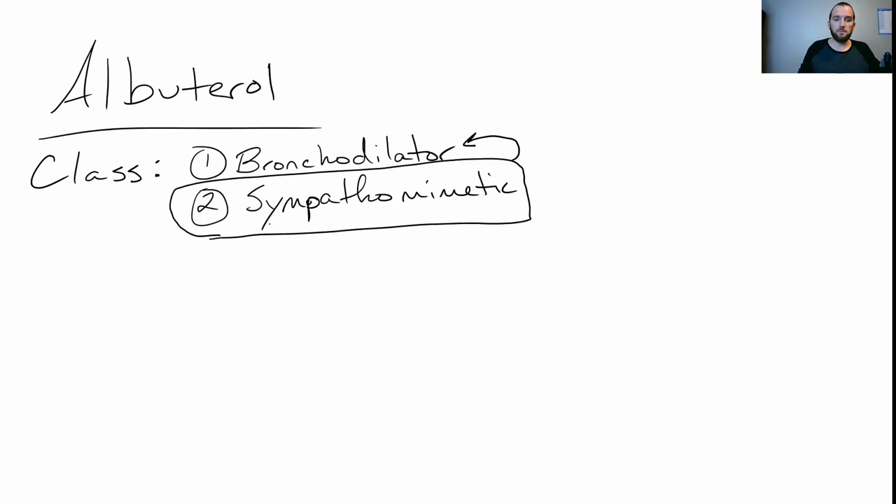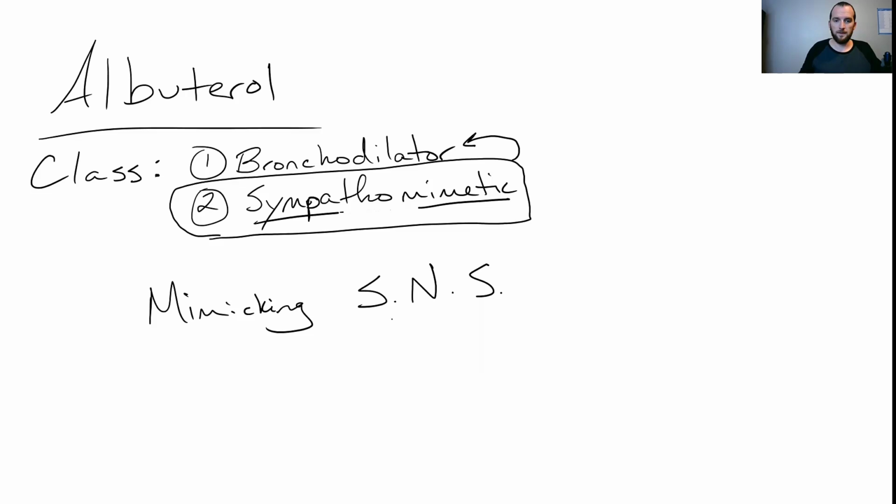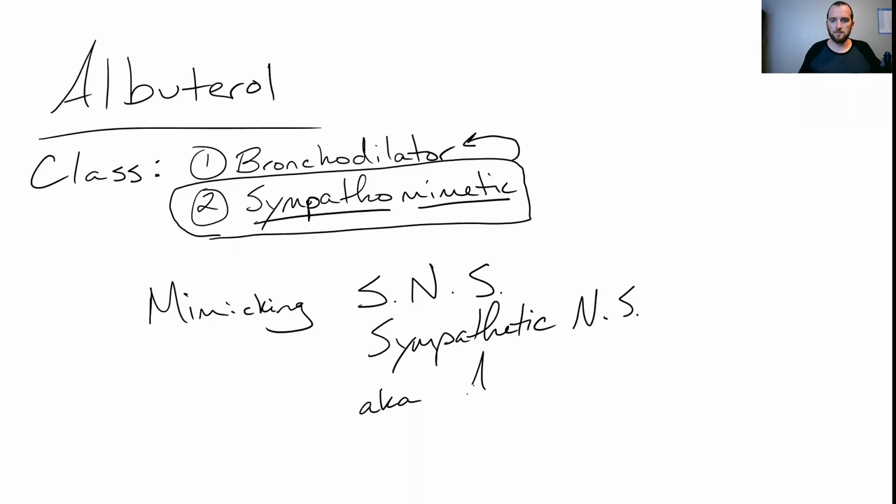So sympathomimetic means it's mimicking the sympathetic nervous system. So it's mimicking the sympathetic nervous system. And the sympathetic nervous system is also known as the adrenergic nervous system.